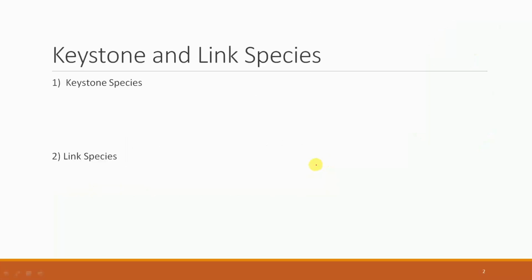The topic for today are the keystone and link species. Now in continuation to the different types of community characteristics that are there in a biotic community, two important characteristics are being discussed today. The first is keystone species.